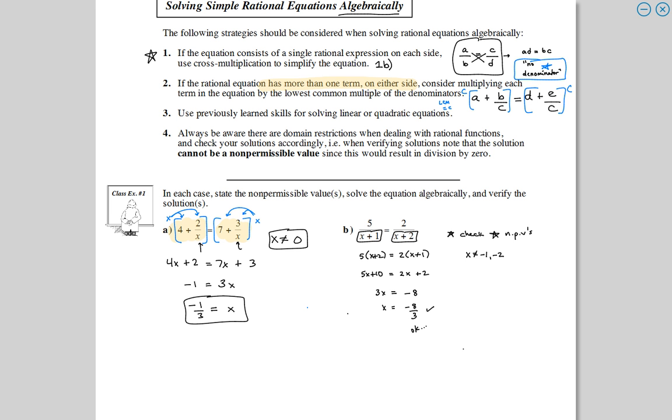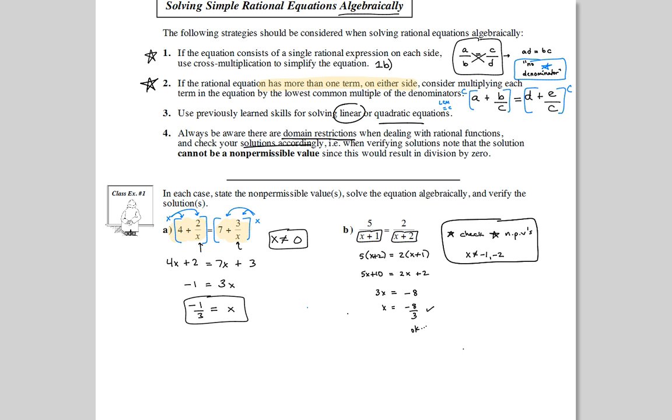Okay, question 3. Strategy 3: use previously learned skills. So we have to know our quadratics, because we all should be good at linear by now. Always be aware there are domain restrictions. This is step 4. When dealing with rationals, check your solutions accordingly. We've been doing that.